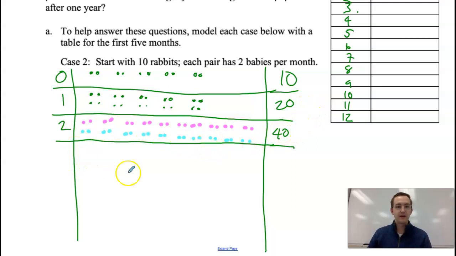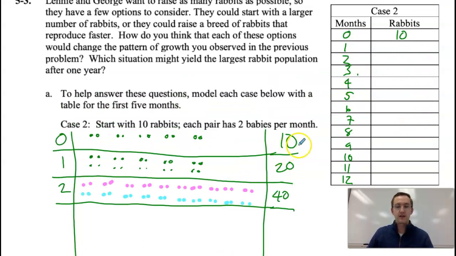I think if we wanted to write more terms down here, we could, but that's an awful lot of dots to write down. So let's just go with our pattern again, that we're taking the previous number and multiplying by 2 to get to the next one. If we follow that pattern through, at the start we have 10. After 1 month we've got 20. After 2 months we have 40. If we keep multiplying by 2 to get to our next month, after 3 months we would have 80 rabbits. After 4 months we've got 160.